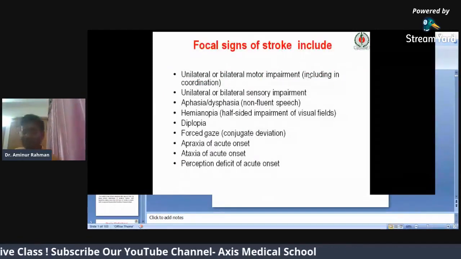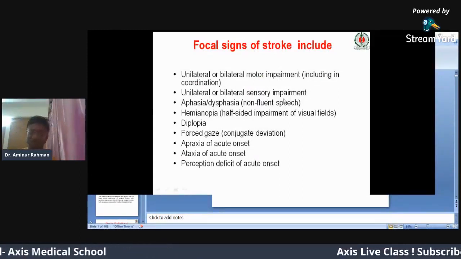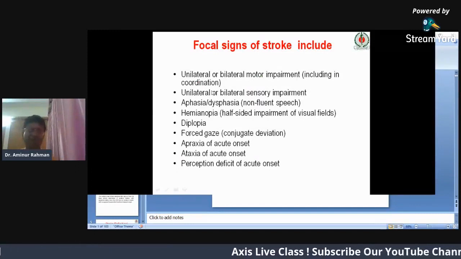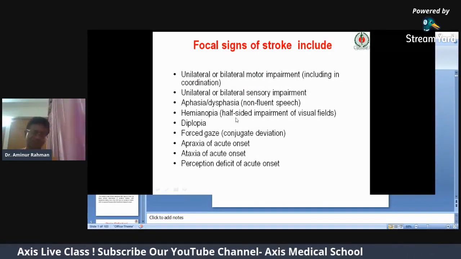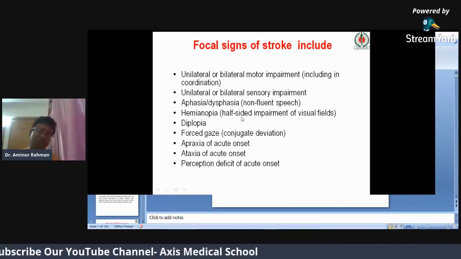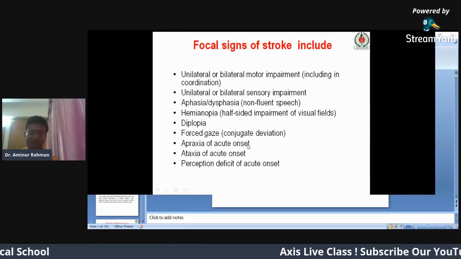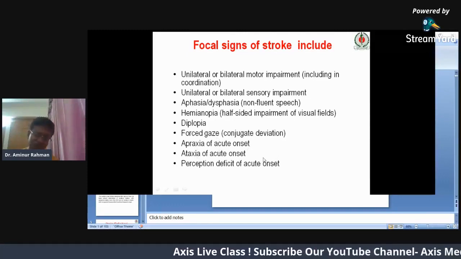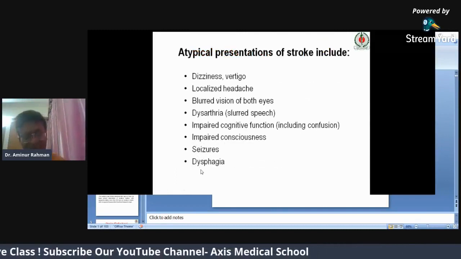And what is the focal sign? I told you the definition of focal deficit. A focal sign means unilateral or bilateral motor weakness, unilateral or bilateral sensory impairment, aphasia, dysphasia, hemianopia, diplopia, forced gaze, apraxia of acute onset, ataxia of acute onset, and perception deficit of acute onset.